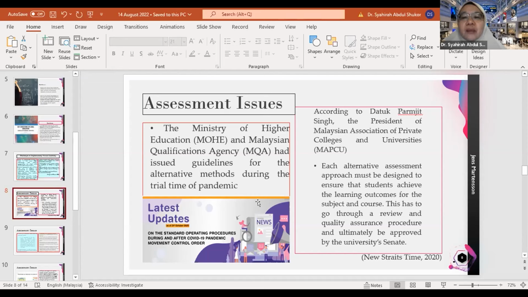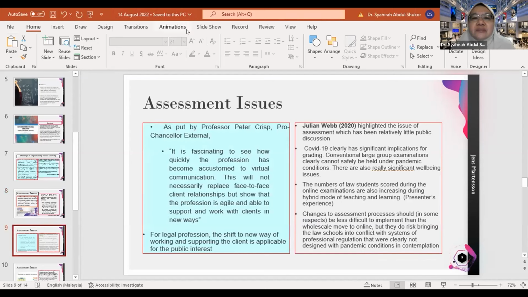According to Datuk Pamjit Singh, the president of the Malaysian Association of Private Colleges and Universities, each alternative assessment approach must be designed to ensure that students achieve the learning outcomes for the subject and course. This has to go through a review and quality assurance procedure and ultimately be approved by the university's Senate. So that might be a struggle in the beginning, as every semester we need to redesign and look at the curriculum itself.